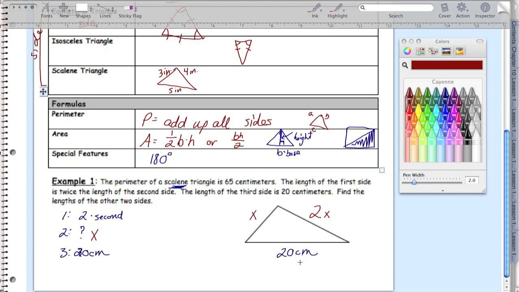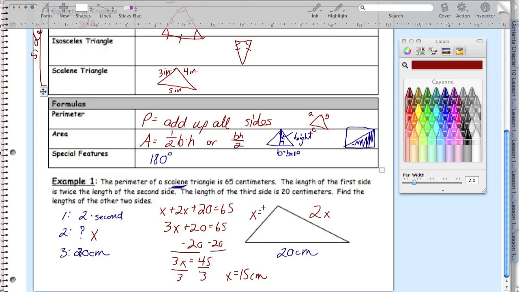So now we have our 3 sides, and they're telling us that these sides, the perimeter, totals to be 65. So I'm going to do X plus 2X plus 20 is equal to 65. Combine like terms, subtract 20 on both sides. I get 3X equal to 45. Divide by 3, X is equal to 15. Now I can go ahead and substitute that back in. X is 15 centimeters, and this is 2X. That must be 2 times 15, or 30 centimeters. So find the lengths of the other two sides, 15, 30, and that one was given 20.